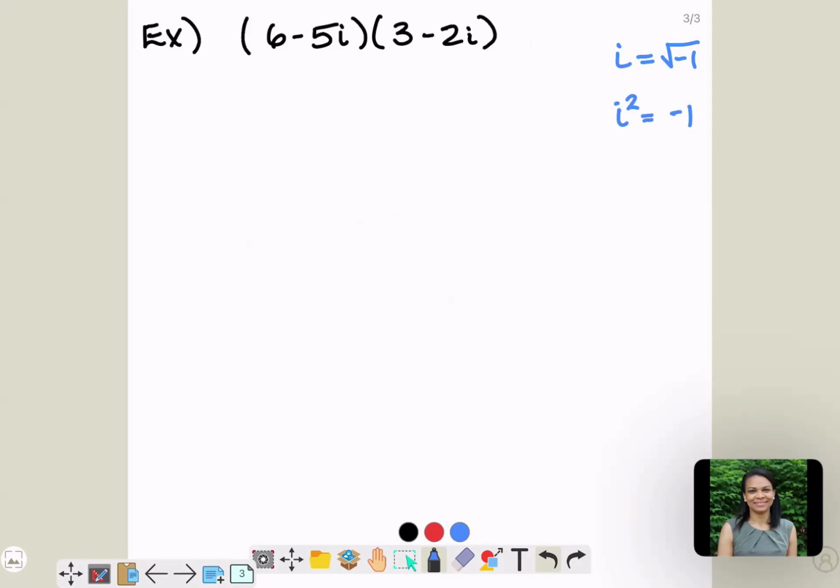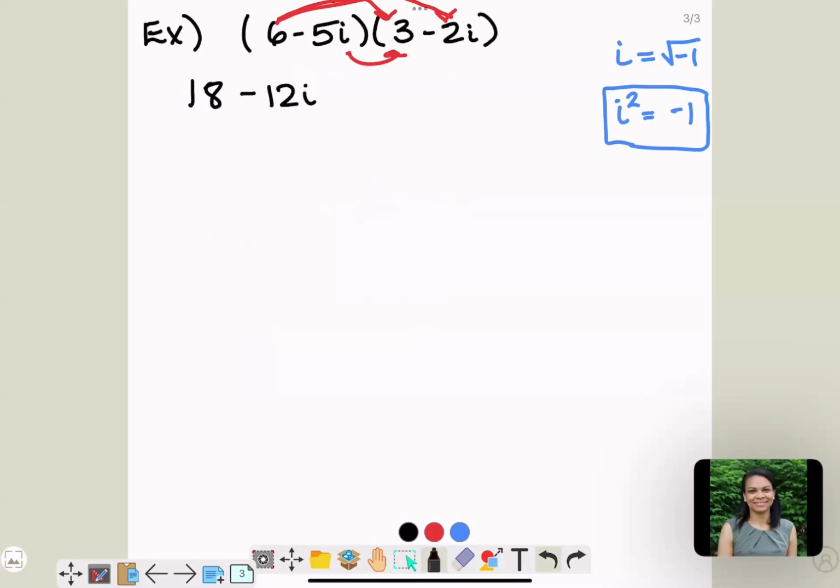So when you're multiplying, you end up with an i squared. You don't want to leave it i squared. You want to change it to -1 so that you can simplify. So I'm going to multiply 6 times 3, and then 6 times -2i. So that'll give me a -12i. And now I'm going to multiply -5i times 3, -15i. And then the -5i and the -2i gives me a positive 10i squared.